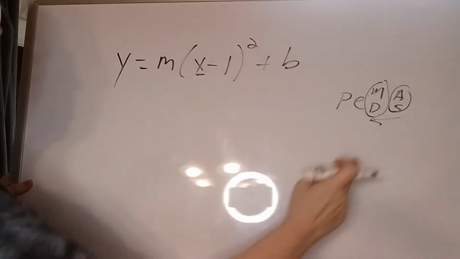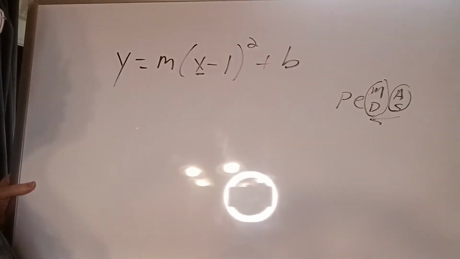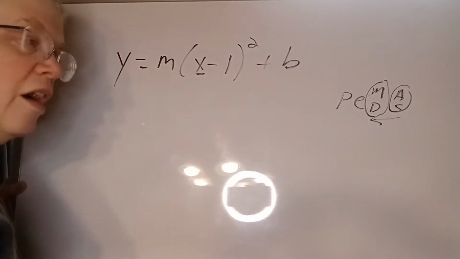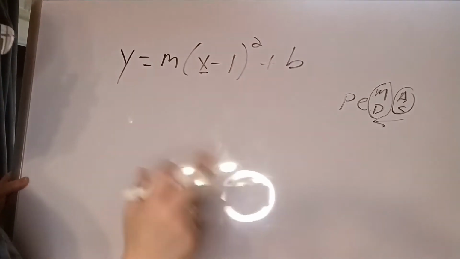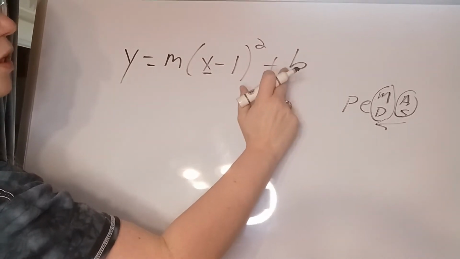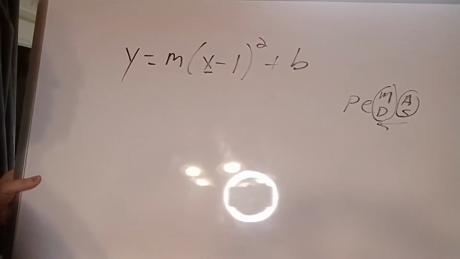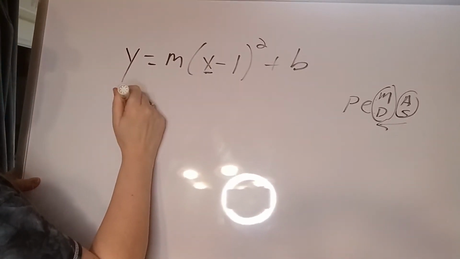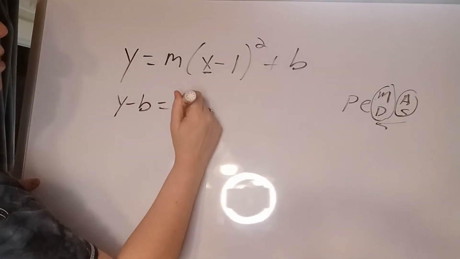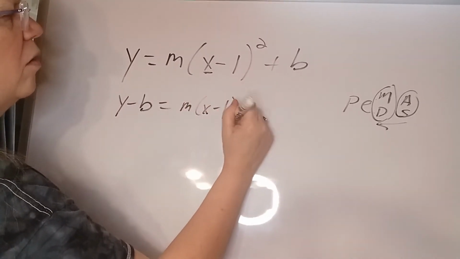So we're starting at this end. First, we look for adding and subtracting that we can do. Well, we've got subtracting here, but that's inside the parentheses, so we have to wait on that one. But we have this one here. So we want to get rid of that b. We're going to subtract b from both sides. So we have y minus b equals m times (x minus 1) squared.